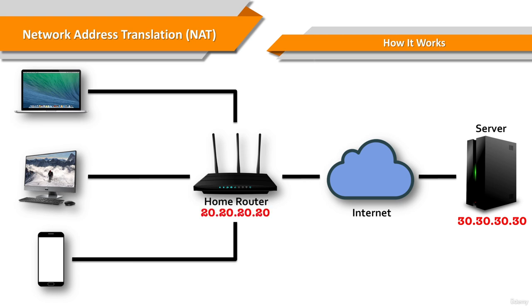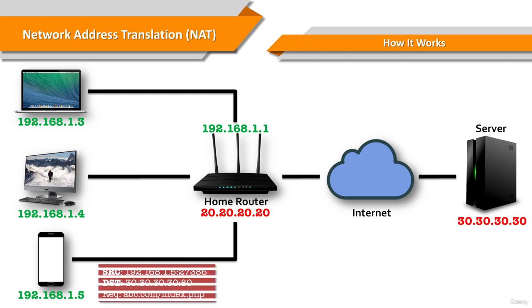Now suppose that the IP address 20.20.20.20 is assigned to our home router. Our devices inside the home network also have IP addresses, right? But in this case, they get private IP addresses which are assigned by the home router and are not accessible from the internet. So as you can see here, the public IP addresses are red and the private IP addresses are green. So let's consider a connection request from the smartphone which requests the homepage of abc.com.